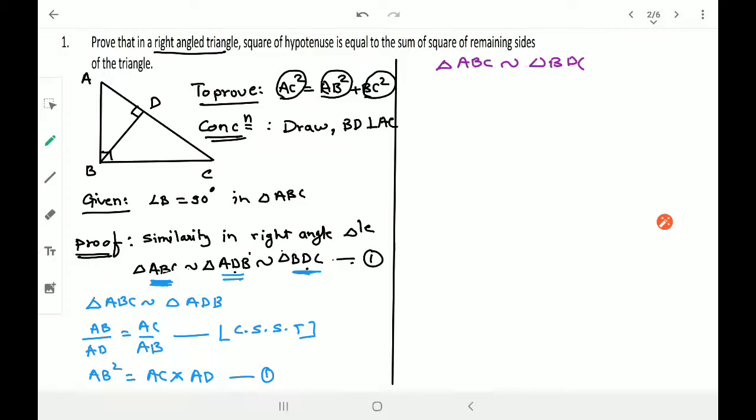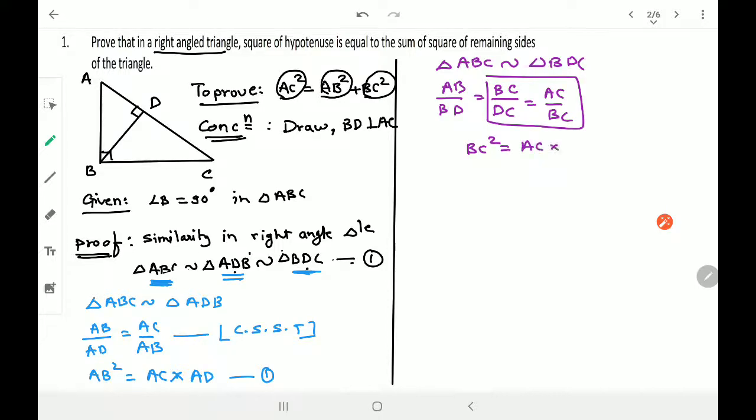Okay. So triangle ABC is similar to triangle BDC. We have again AB upon BD is equal to BC upon DC is equal to AC upon BC. So these two can give me BC square. So we have BC square is equal to AC into DC, and I'll call this equation number 2.